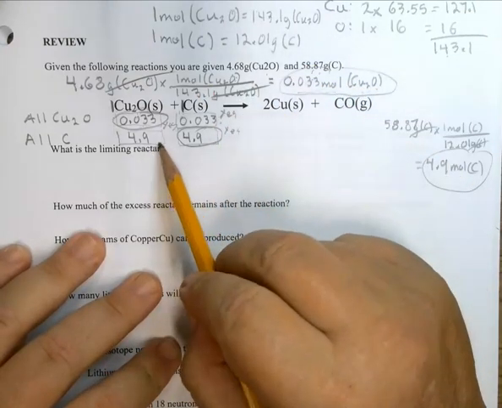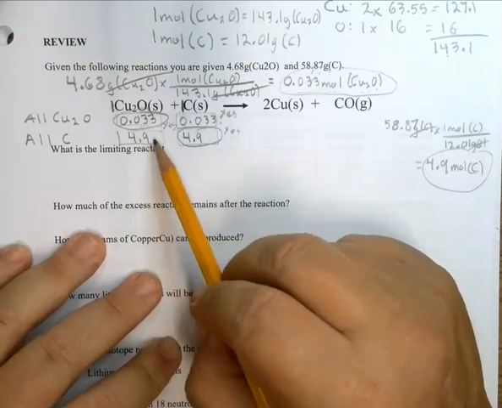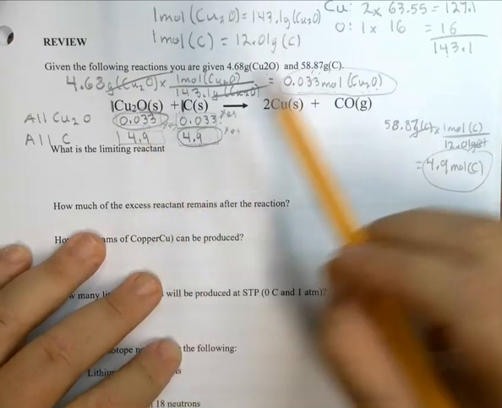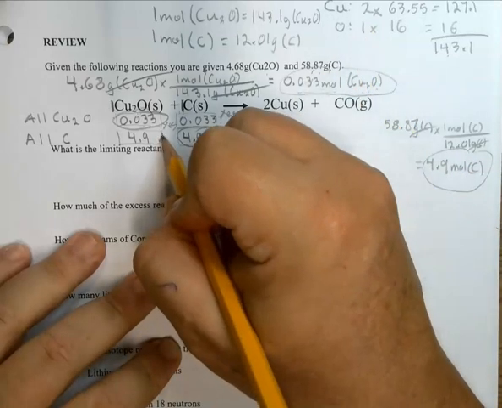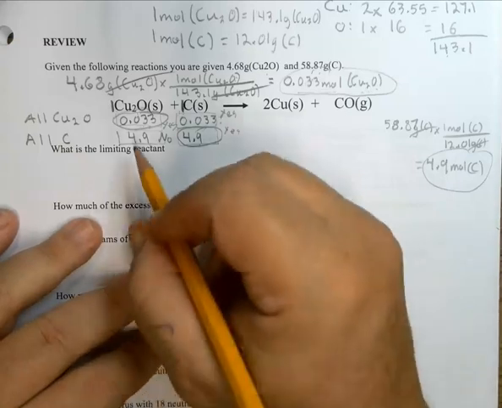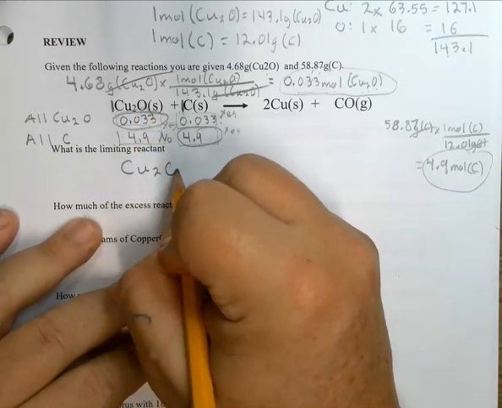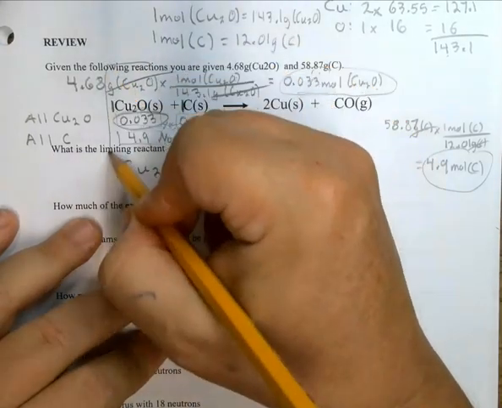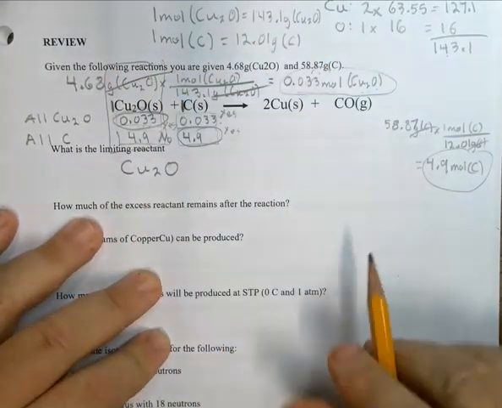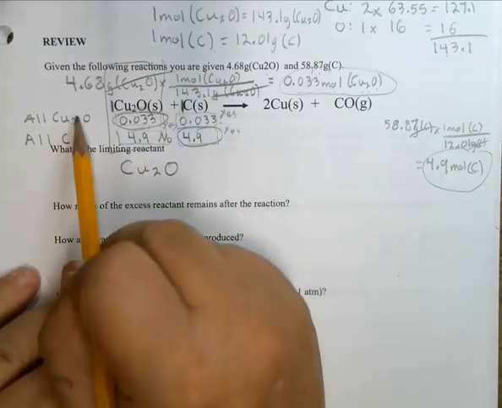Now we come over to this box. Do we have at least 4.9 moles of Cu2O? No way, we only have that little tiny amount right there. So our no is right there. So the limiting reactant is this one, Cu2O, because that's the column that our no is in. Okay? The reaction that's going to work is the row.